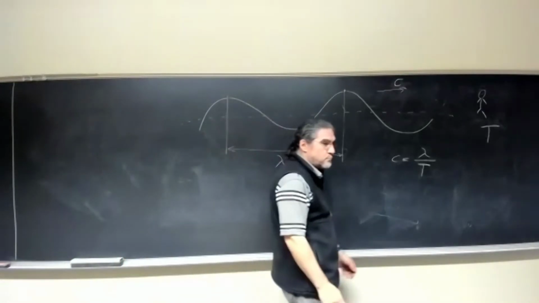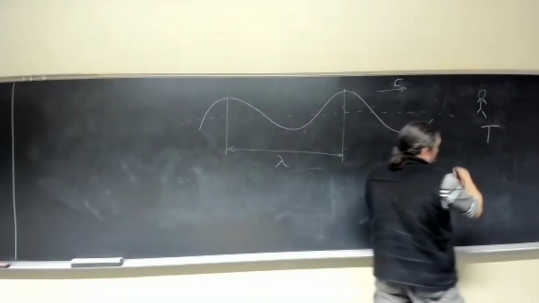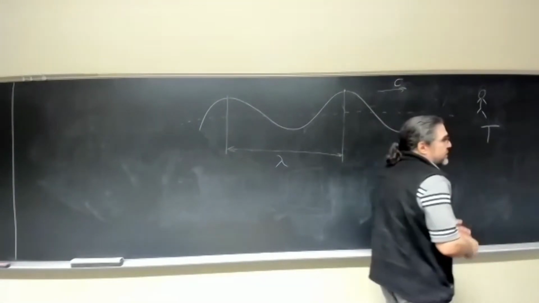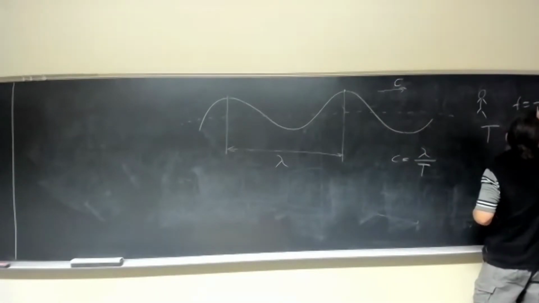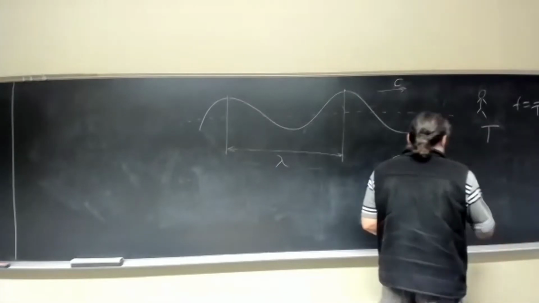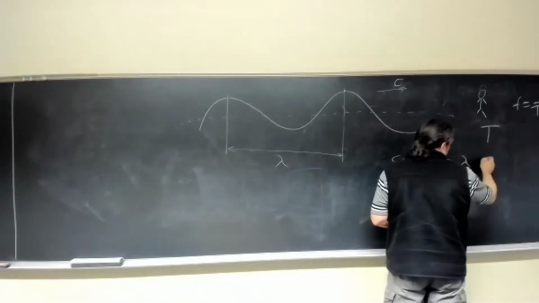Now, time of the... now usually we don't describe waves with the time, with the period. We describe them with frequency, but frequency is just 1 over period. So using that, what we see here is that the speed of propagation equals wavelength times the frequency.